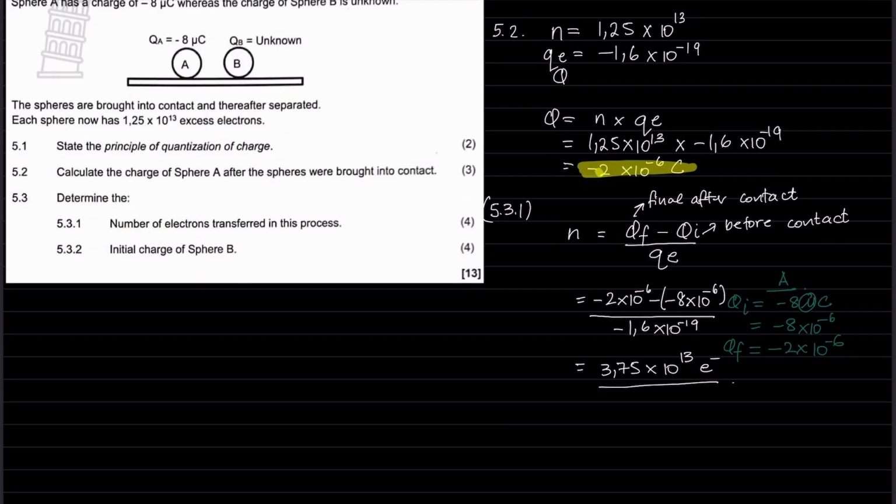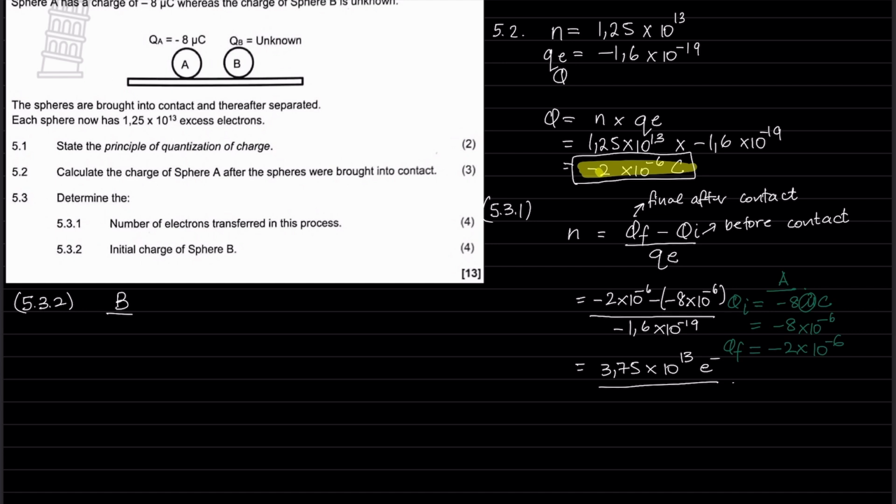Okay, let's look at question 5.3.2. Determine the initial charge of sphere B. Okay, so let's write out the information that we know for sphere B. So for sphere B, we know the final charge for sphere B. Because remember, when two objects come into contact, the charge after contact is going to be the same for both of them. So this charge that we worked out right here, -2 times 10 to the -6, that's also the final charge for sphere B.